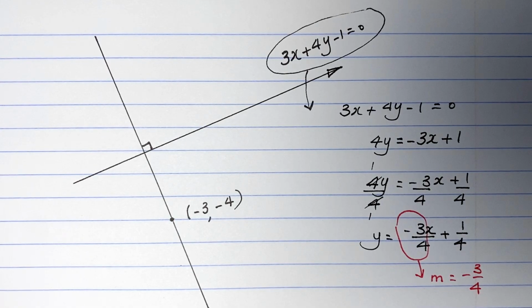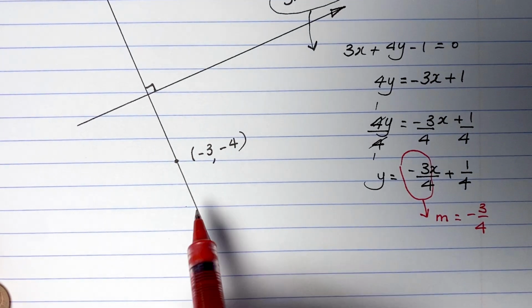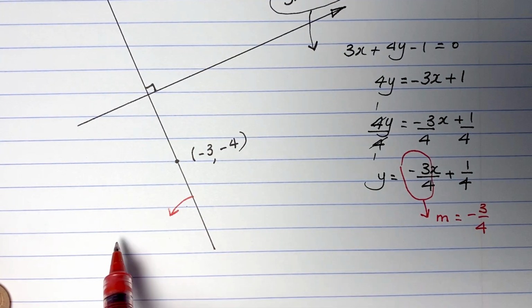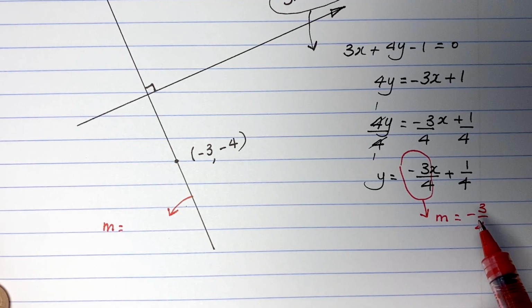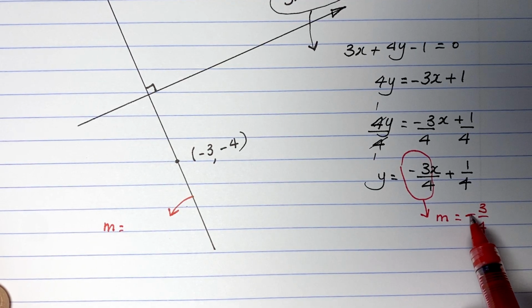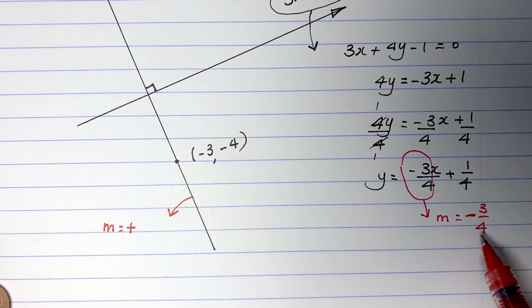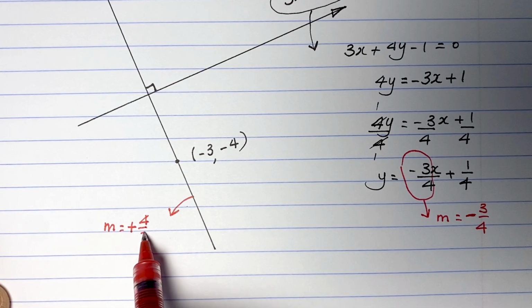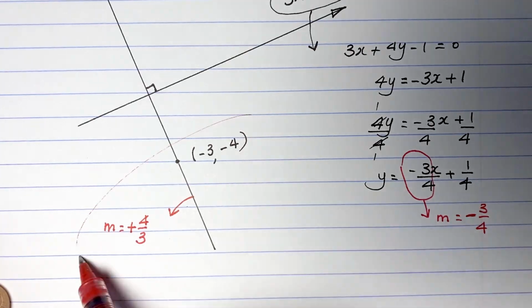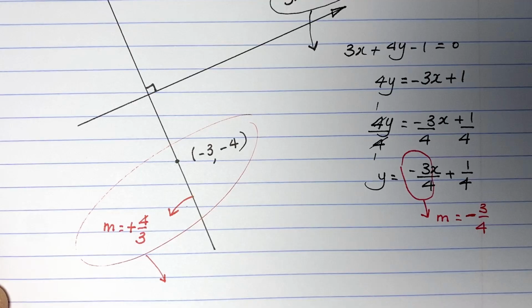So the m of the perpendicular to this line would be the negative reciprocal of the m of this line. Already minus, so minus becomes plus, and the reciprocal of 3/4 is 4 over 3. So I now have this information to write the equation of the perpendicular line.